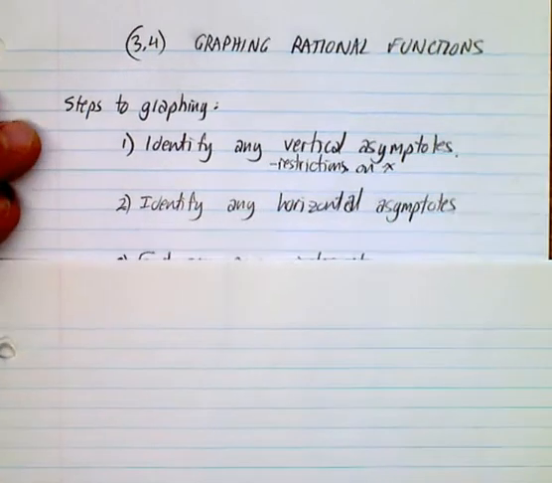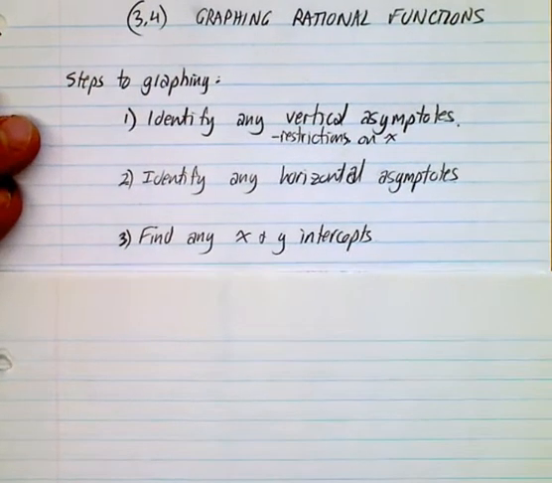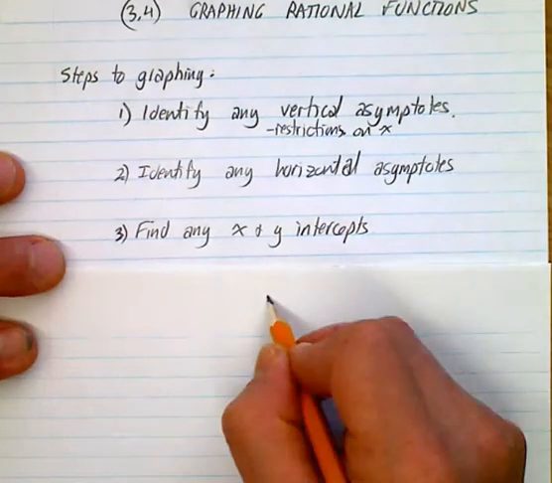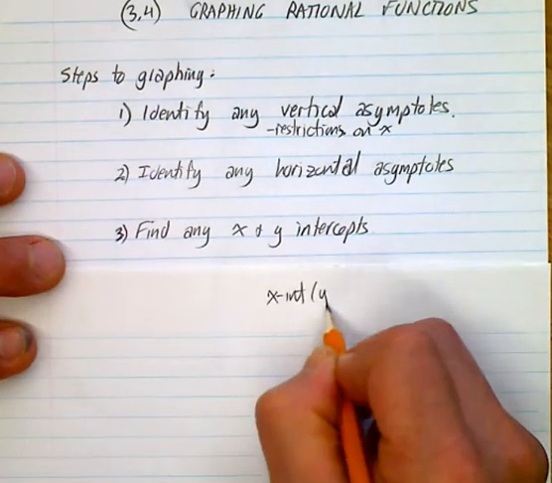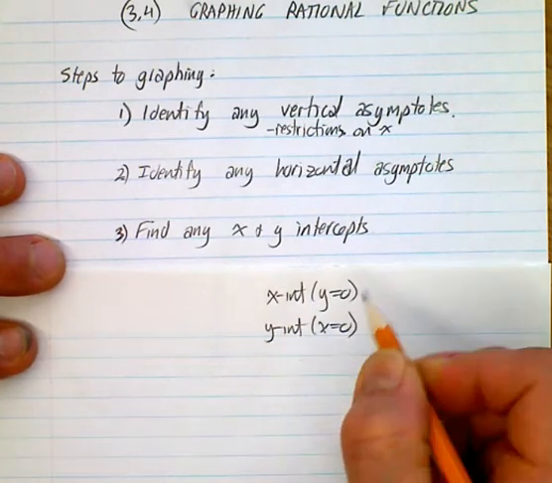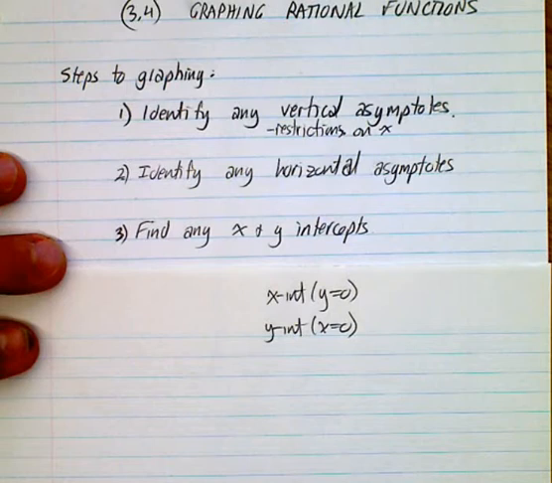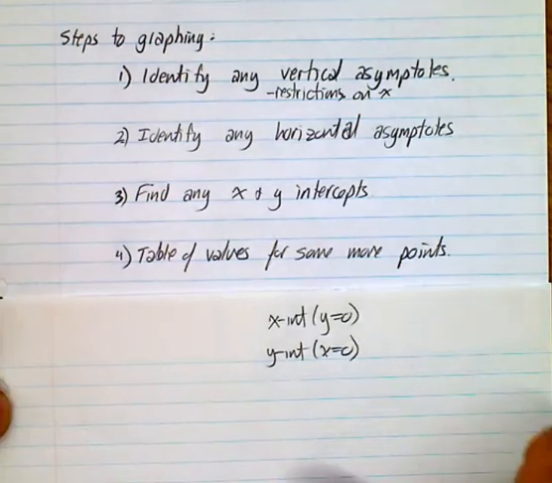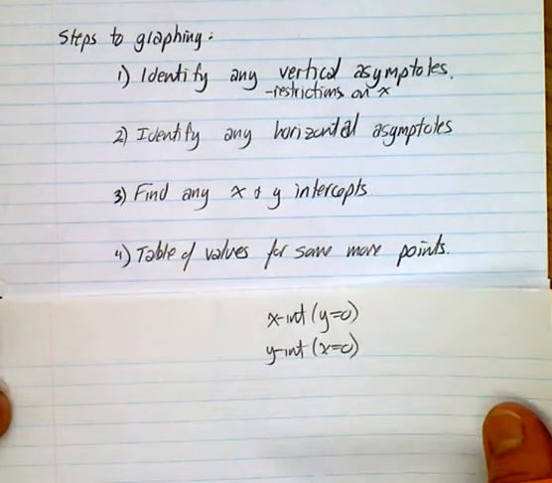The next thing is that you want to find any x and y intercepts. You cannot forget that with your x-intercept, y equals 0, and with your y-intercept, x equals 0. That comes up a lot, and it's never going away. It's always going to be that. And the last step is to find a table of values for some more points.